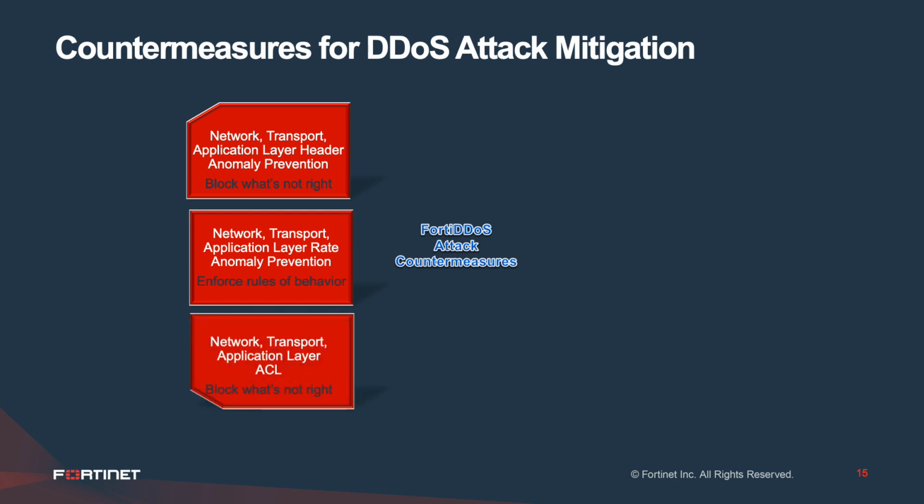And then you have network transport and application layer ACLs, which are very high performance ACLs, and they can be used to block unwanted traffic in a network. So let's say you do not host a DNS server, then you can simply block all port 53 traffic to your web server or your e-commerce server and so on.